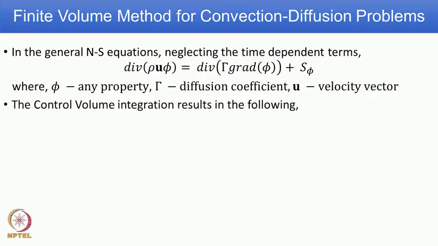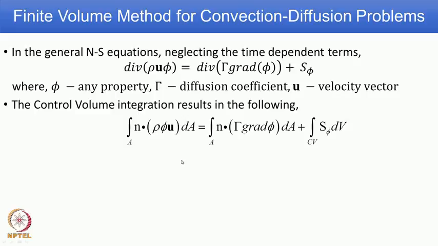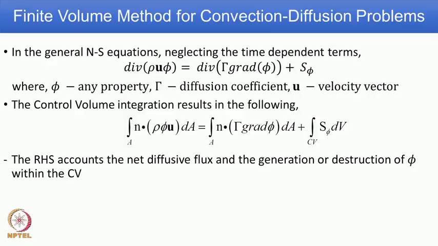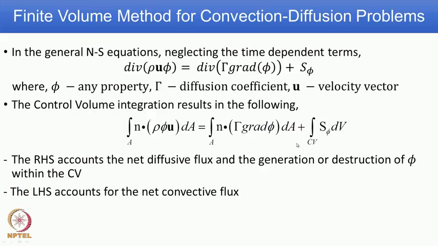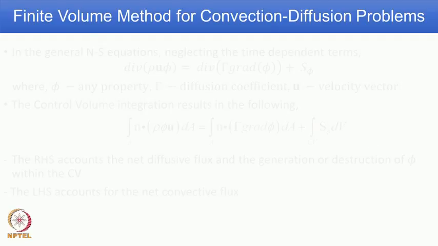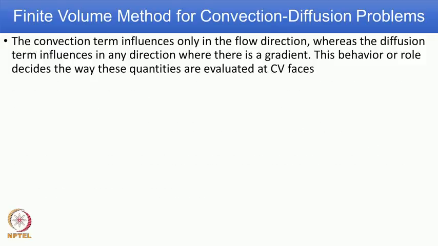Now, if you do the control volume integration for this equation, it will result in this form: integration over A of n dot rho phi u dA. So, this gives the convective flux, equal to diffusion on the right hand side plus the source term, the second term on the right hand side. So, the RHS accounts for the net diffusive flux and the generation or dissipation of phi. The LHS accounts for the net convective flux. We should know how to convert the volume integral into a surface integral.